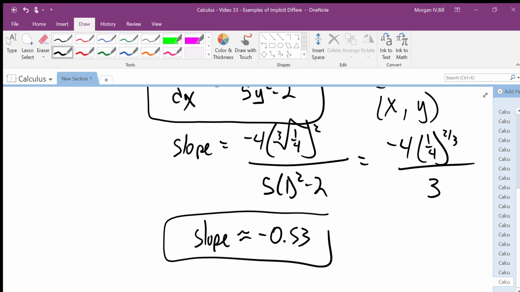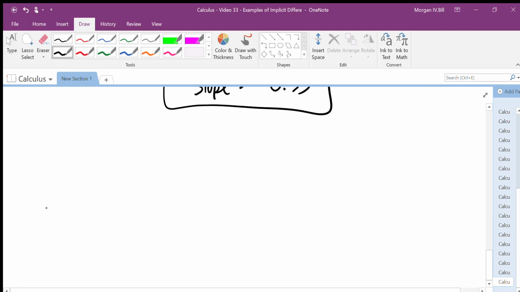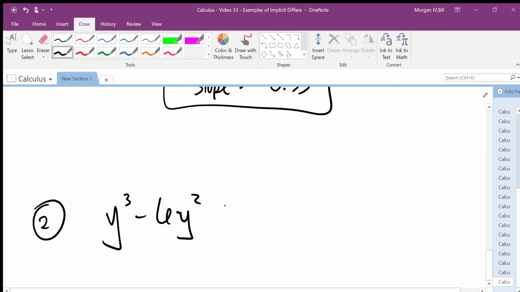Good, let's try another one. How about number 2: y cubed minus 6y squared equals y plus 3x plus 5. Go ahead and pause the video, try this one out to see how you do.